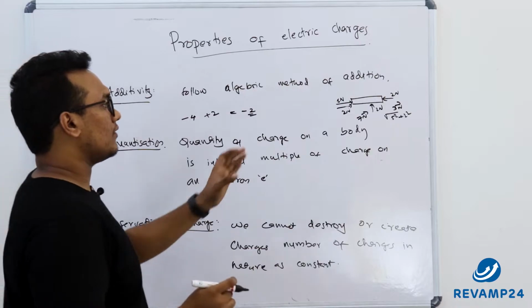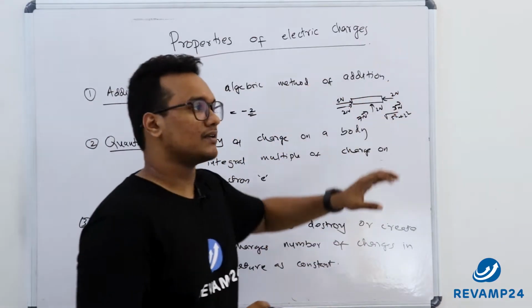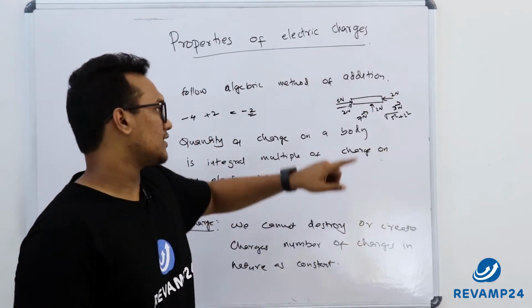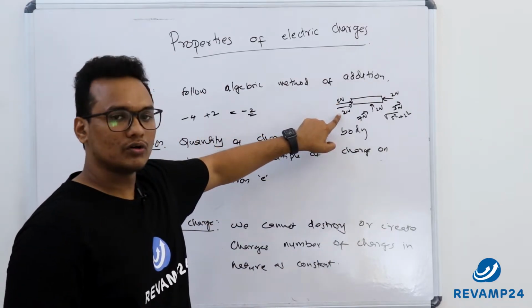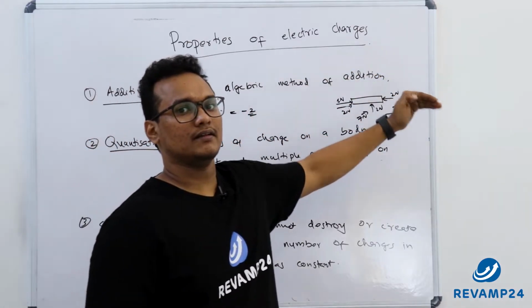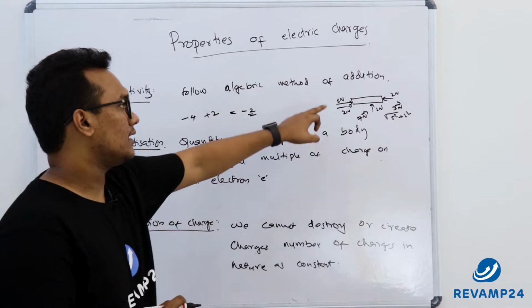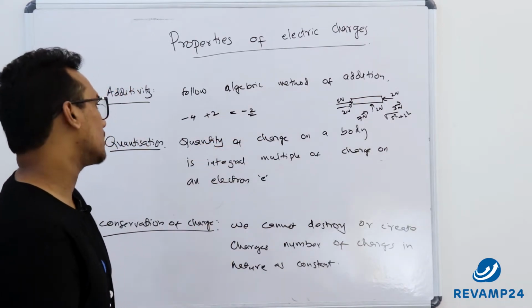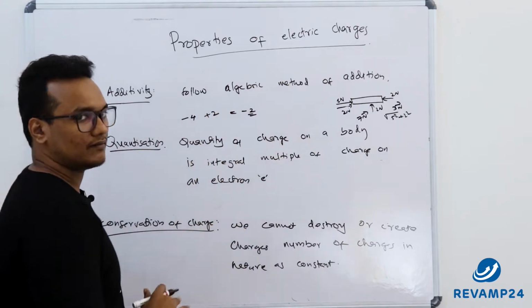So there are different ways of getting the answer, but this is called vector addition. 5 Newton is a vector here, 2 Newton is a vector here. We need to know the direction, then only we can find the net value. Only numbers will not be enough. Algebraic addition will not work. But here, charges can be added without the direction.